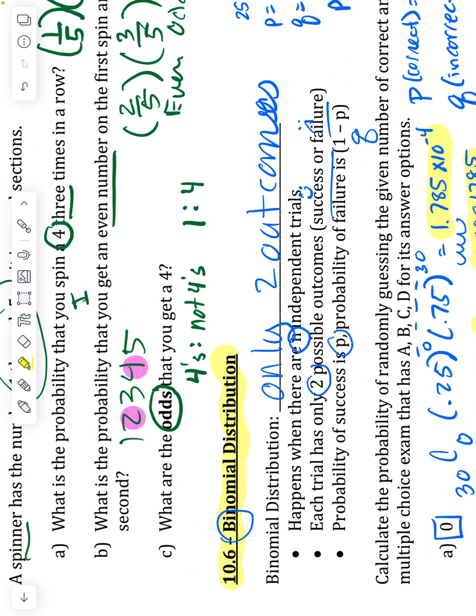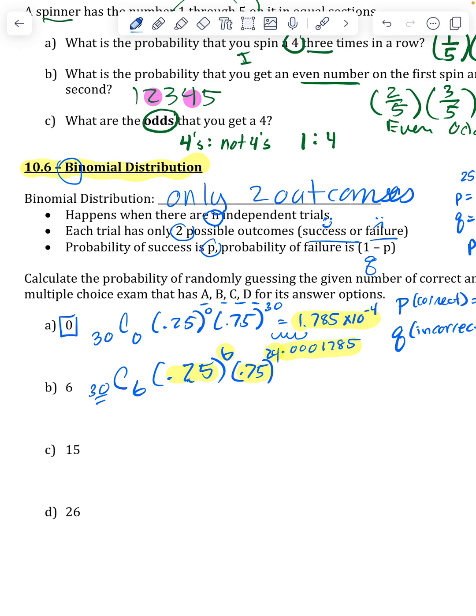Now I'm back upstairs trying to get to my calculator, and I'm getting 0.14546-ish.